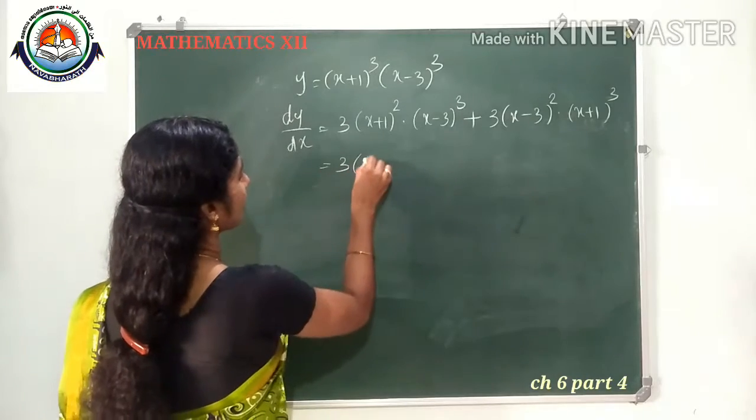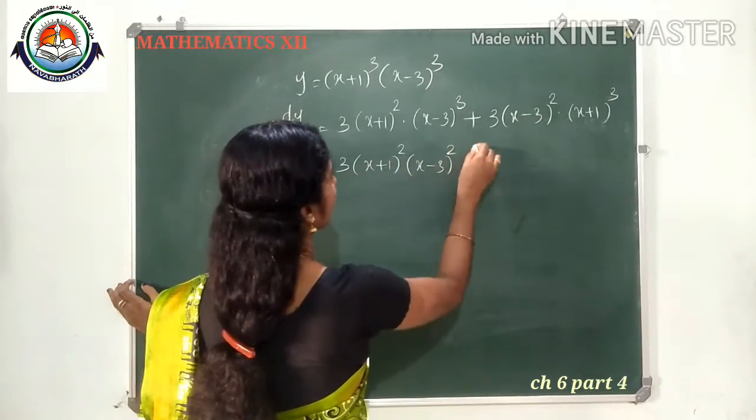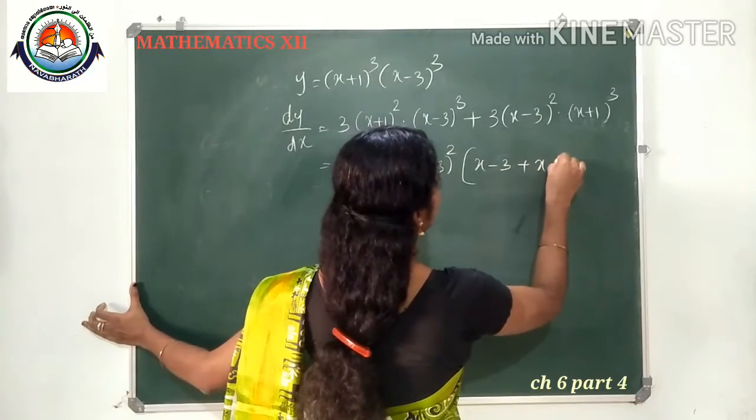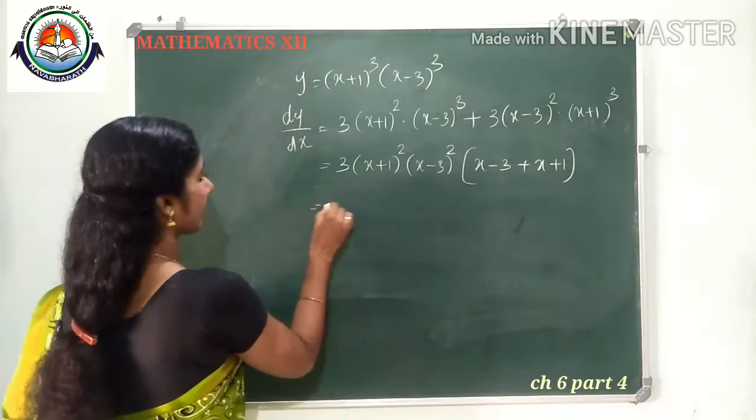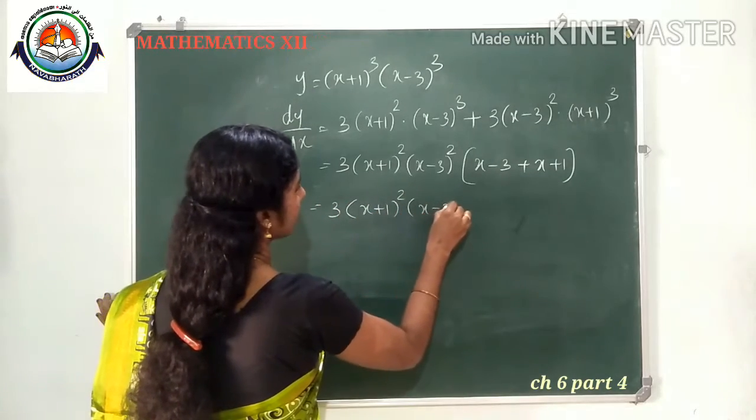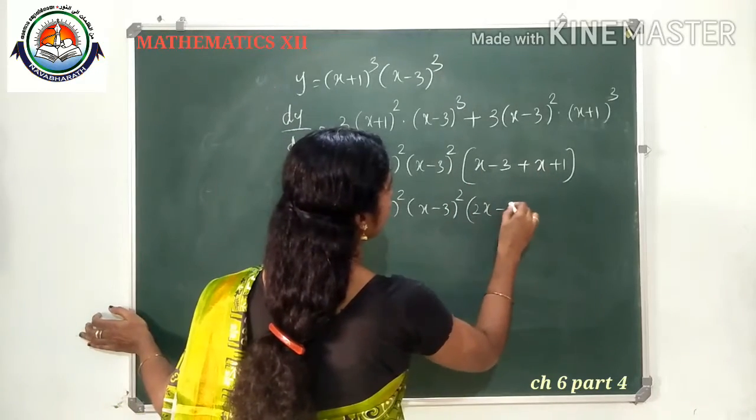And here 3 is a common factor, x plus 1 whole square is a common factor, x minus 3 whole square is a common factor, into x minus 3 plus x plus 1 will come. So we are getting 3 into x plus 1 whole square into x minus 3 whole square into 2x minus 2.